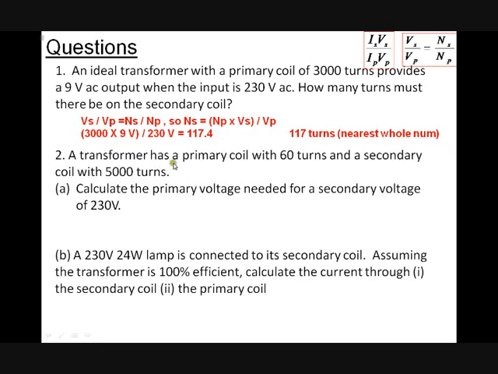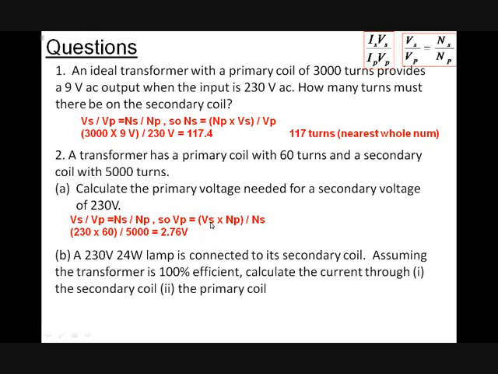A transformer has a primary coil with 60 turns and a secondary coil with 5000 turns. Calculate the primary voltage needed for a secondary voltage of 230 volts. Again, I'm going to use my Vs over Vp equals Ns over Np. This time I'm rearranging for Vp. So my Vp is going to be equal to Vs times Np divided by Ns. That's a simple rearrangement of this. I'm going to put my numbers in.